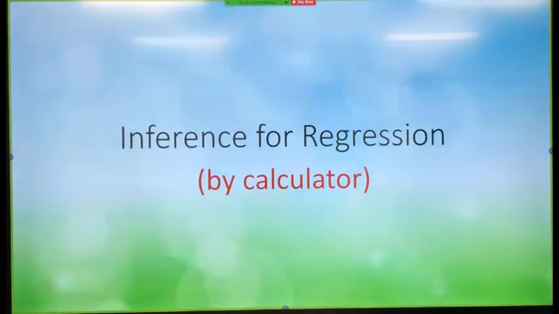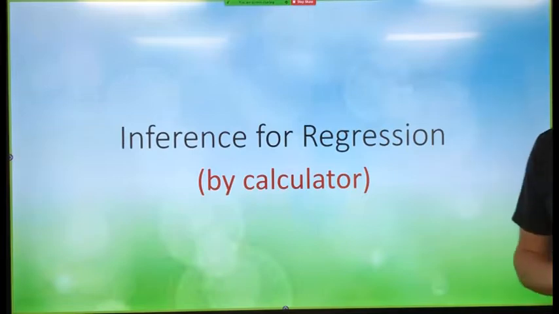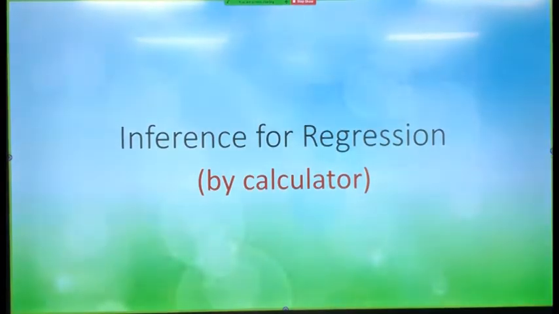All right, for today we're going to find the inference of regression. So we're going to interpret regression and residuals by a calculator. Please note that this won't help you on MyMathLab because those require you to do it by hand, which we'll see tomorrow.